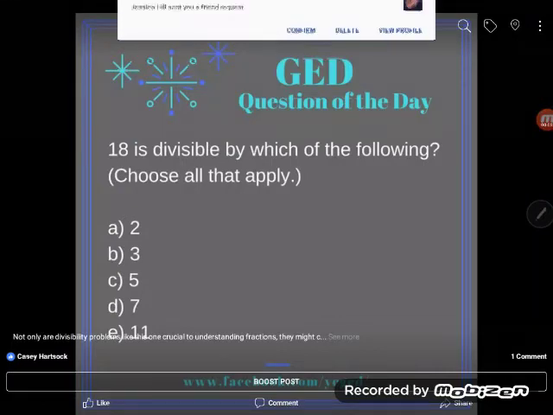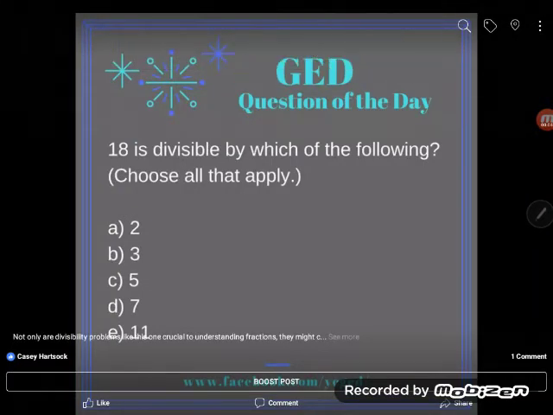Hey GED students, it's GED question of the day time again, and it looks like I've got another divisibility problem here. Again, if you saw anything like this, it would show up on the non-calculator section of the GED.